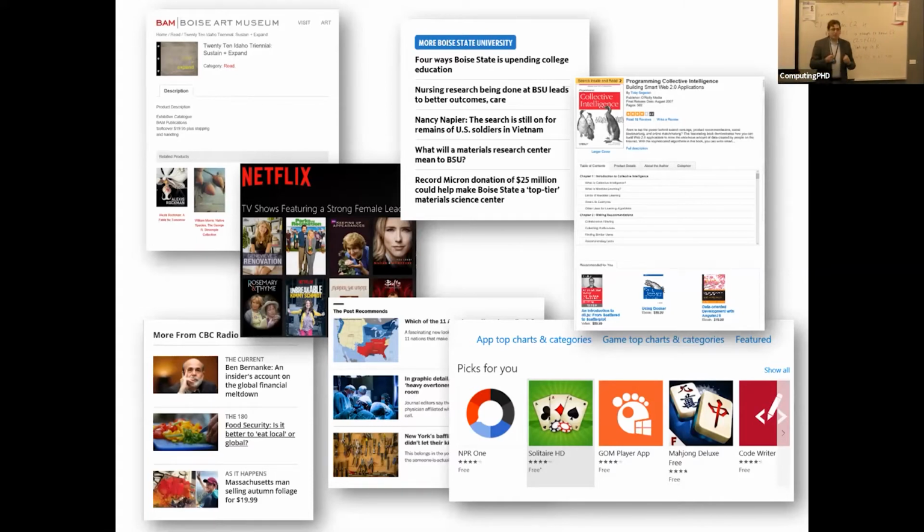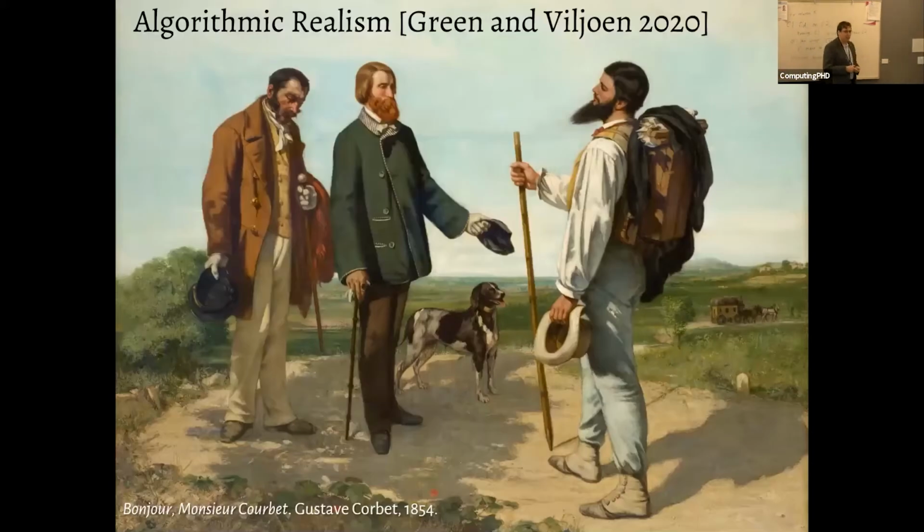I approached this question, I'll get philosophical for just a moment, from a school of thought that I didn't know how to name until about a month ago, when Ben Green and Salome Viljoen published a paper calling for a line of work they called algorithmic realism. And what algorithmic realism means is studying these algorithmic systems, machine learning systems, recommendation systems, information retrieval systems, not in terms of their formal properties.